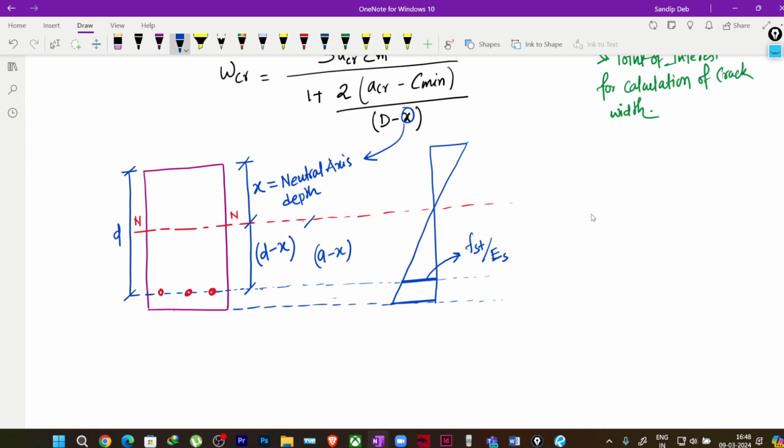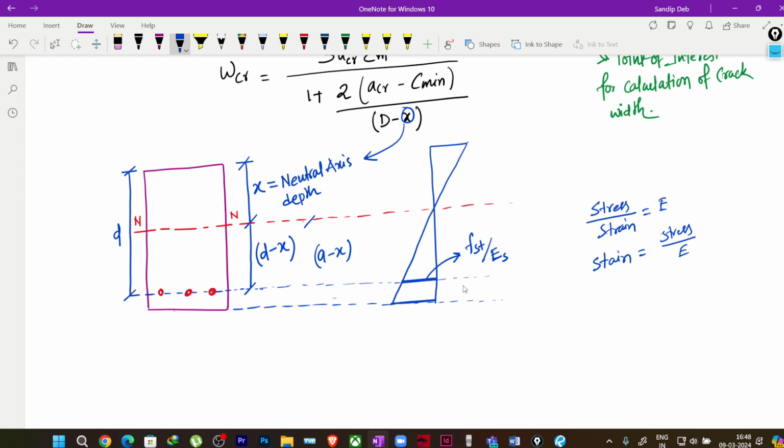Because what we know, stress by strain is equal to Young's modulus E, correct? Now if I want to find out the strain, obviously it is stress by Young's modulus. So this is what we have done: stress in the tension steel divided by the Young's modulus of the steel, ES, correct? So this is FST by ES.